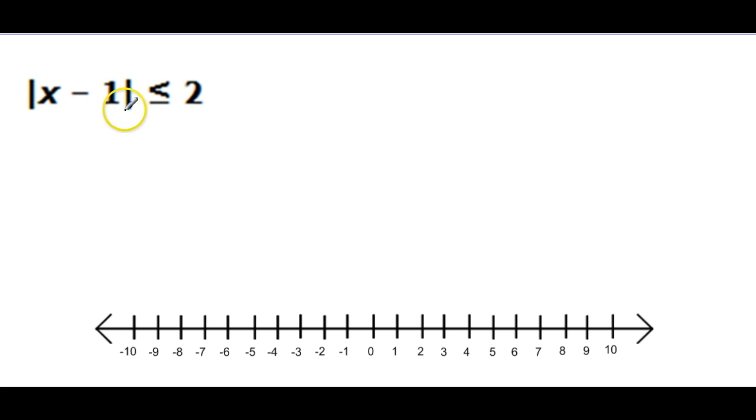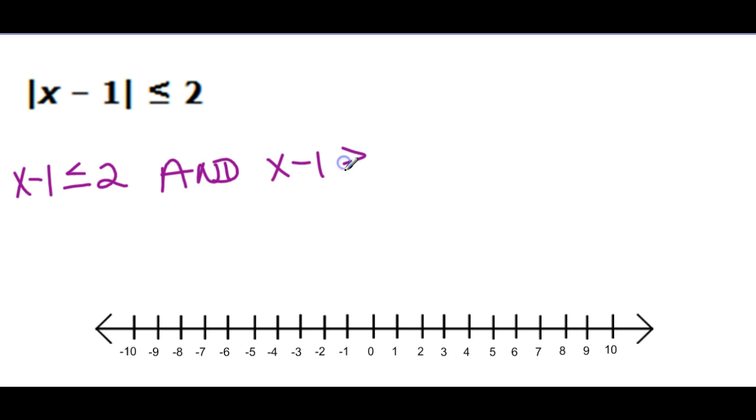In this case, the absolute value is already isolated. This is a less than or equal to. So again, this is going to be an "and" situation. So in this case, it's going to be x minus 1 is less than or equal to 2, and x minus 1 is, flip this over, greater than or equal to negative 2. Let's go ahead and solve these. Add 1 to both sides here. You get x is less than or equal to 3.